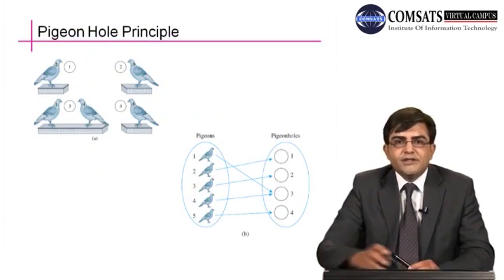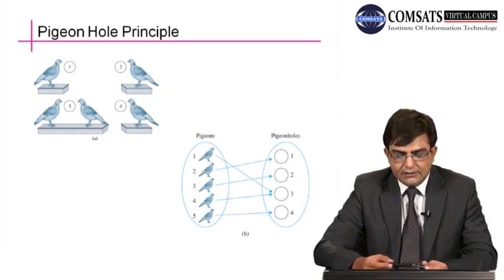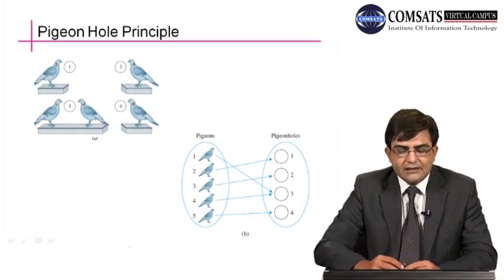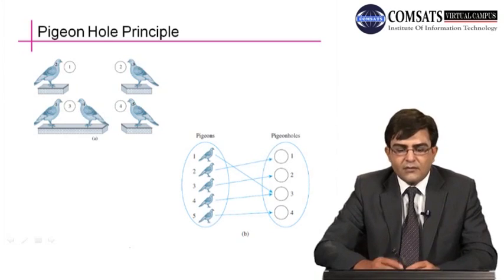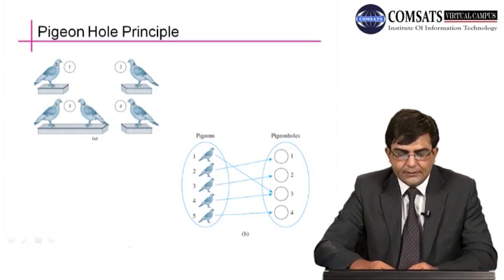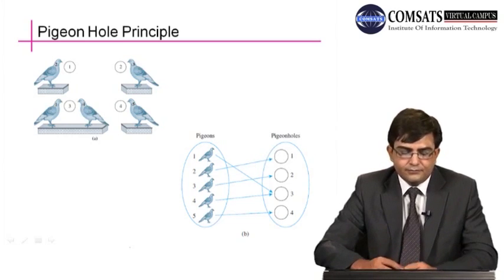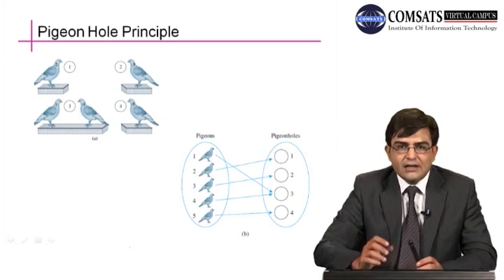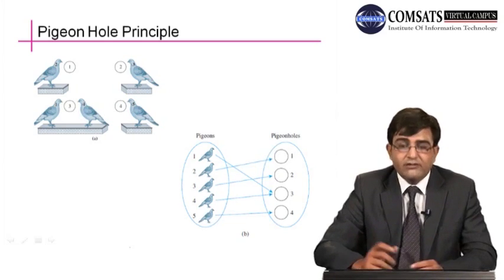Now let's start the pigeonhole principle. What is the pigeonhole principle? What is its application in computer science, and what is its application in functions and sets? The pigeonhole principle tells us that if you have, for example, 5 pigeons and 4 pigeonholes, or you can say 4 cages for 5 pigeons, then at least 2 pigeons must be kept in one pigeonhole or one cage.